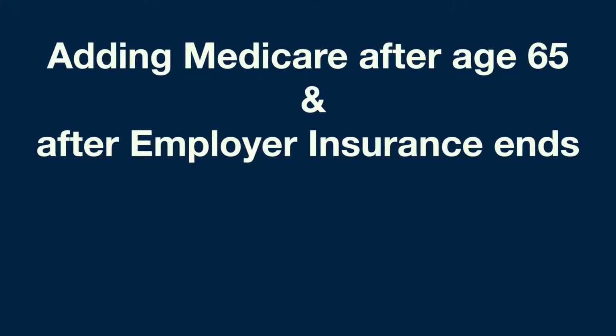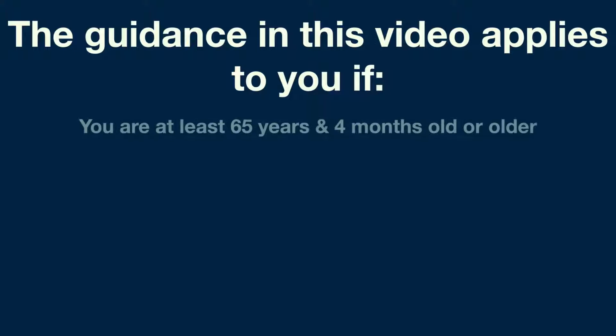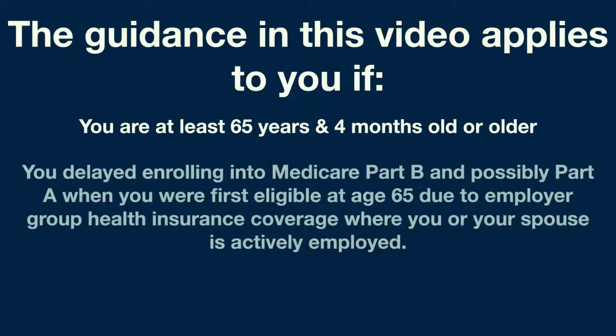So the question everybody wants to know is, how do I add Medicare after age 65 and employer insurance ends? And again, we've updated this as COVID restrictions have eased. The guidance in this video applies to you if you are at least 65 years and 4 months old or older, and you delayed enrolling into Medicare Part B and possibly Part A when you were first eligible at age 65 due to having employer group health insurance coverage where you or your spouse is actively employed.